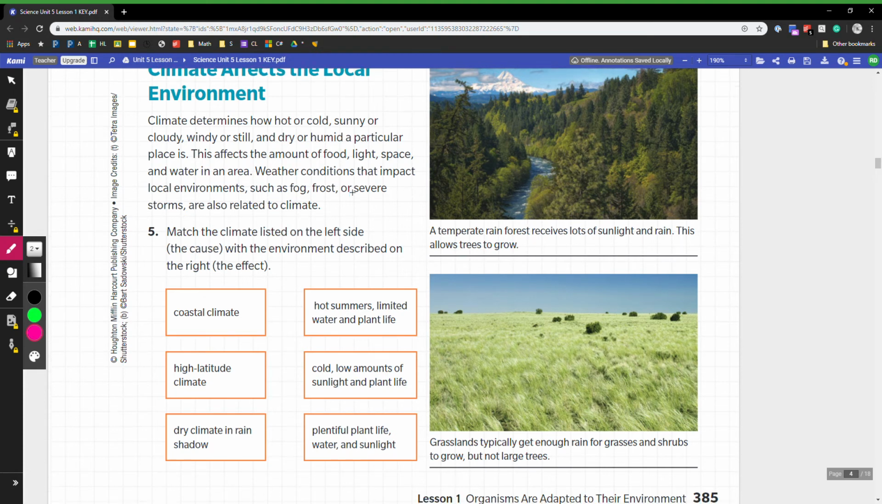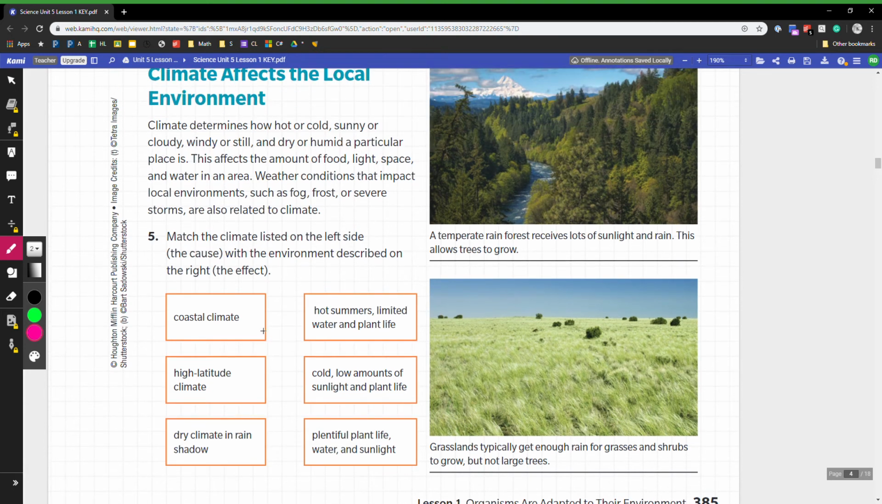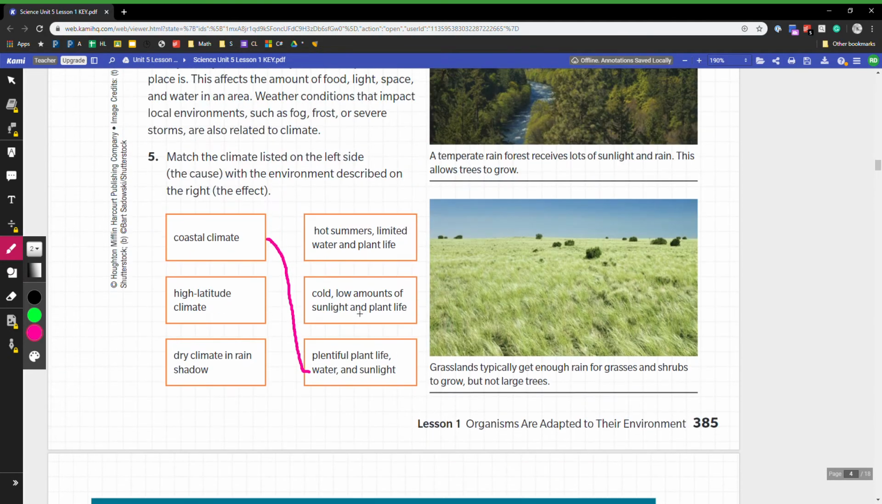And so this 5 says match the climate listed on the left side with the environment described on the right. So a coastal climate would have lots of plant life, water, and sunlight. A high latitude climate, so that is, high latitude would be really far north of the equator, or south of the equator, I guess. So a high latitude climate would be cold with low amounts of sunlight and plant life, and a dry climate in a rain shadow would have hot summers, limited water.